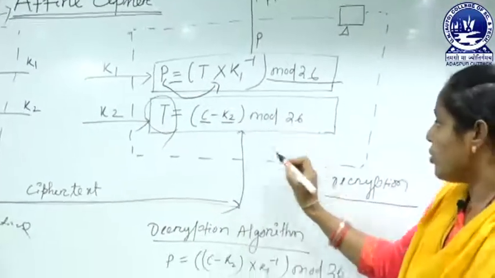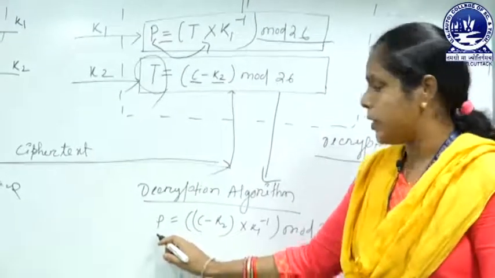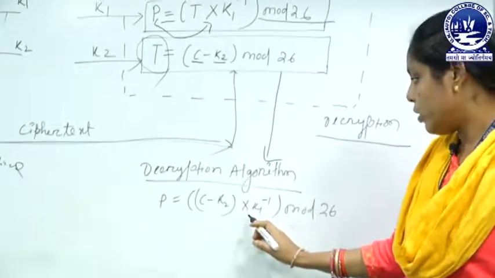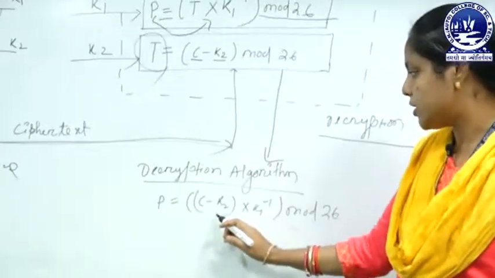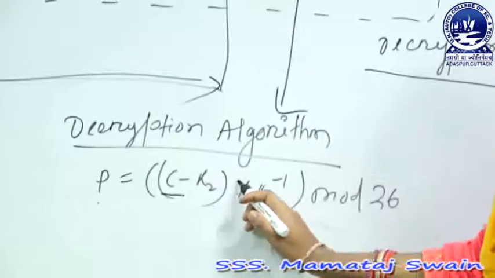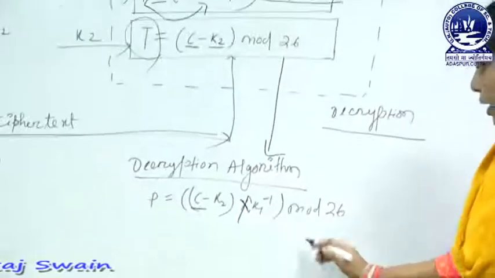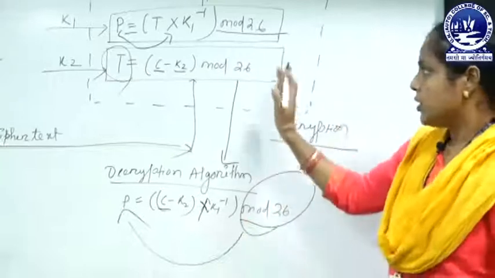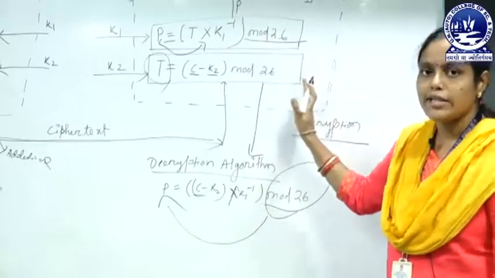Now, if you want to do the decryption in a single line, then the decryption algorithm is P equal to (C minus K2) into K1 inverse, mod 26. That means first we subtract K2, that is the second key, from the ciphertext. After that we multiply it with the multiplicative inverse of the first key. Then find out the mod 26 which gives us the plain text. This is the process of encryption and decryption by using the affine cipher.